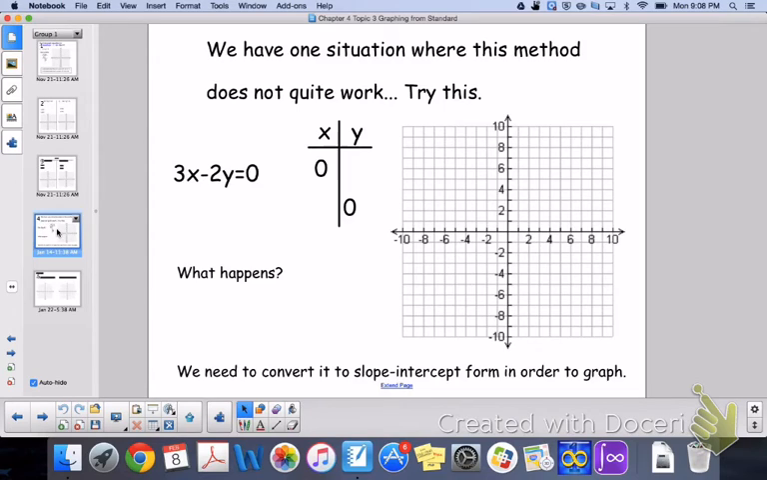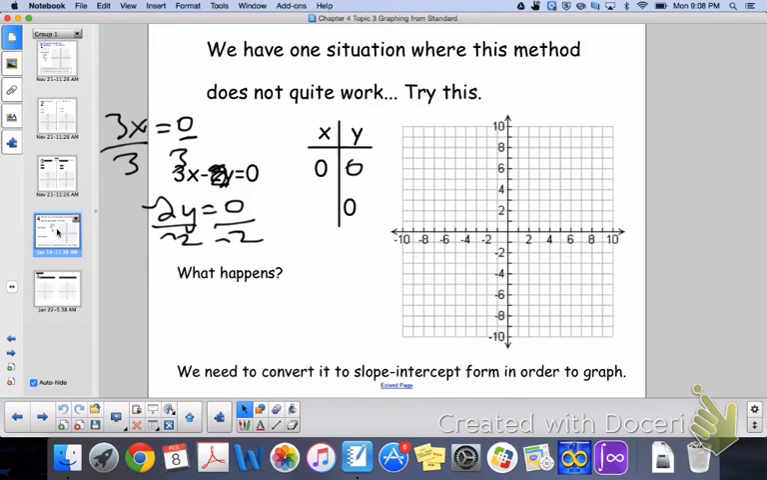Okay, we have one situation where this method does not quite work. So try this one. We have 3x minus 2y equals 0. When x equals 0, we're left with negative 2y equals 0. Divide by negative 2, and we get 0. Now when y equals 0, we're left with 3x equals 0. Divide by 3, and we still get x equals 0. So we have the point 0, 0 and 0, 0. We don't have a line.